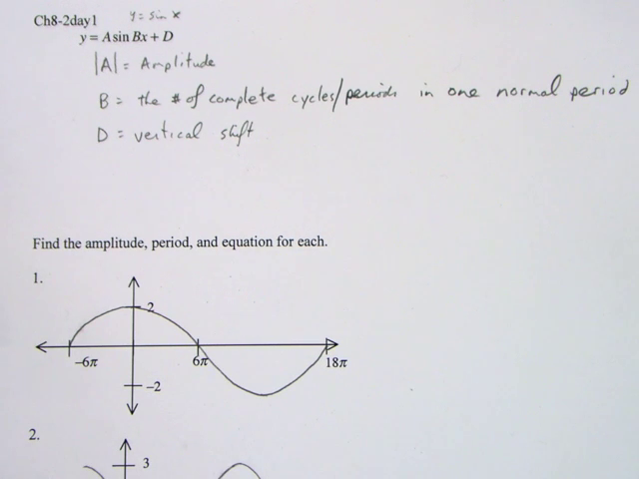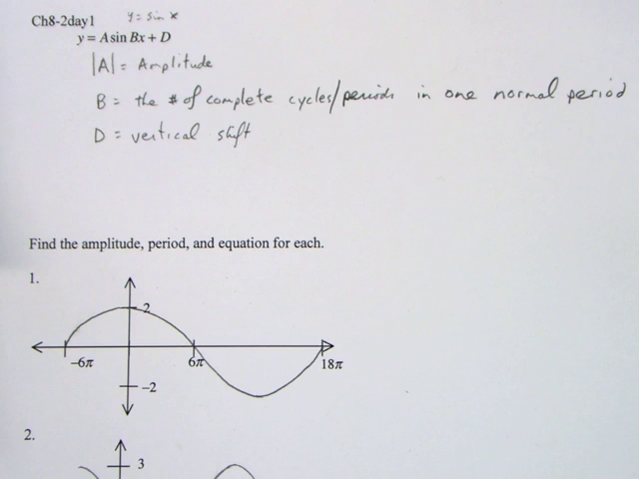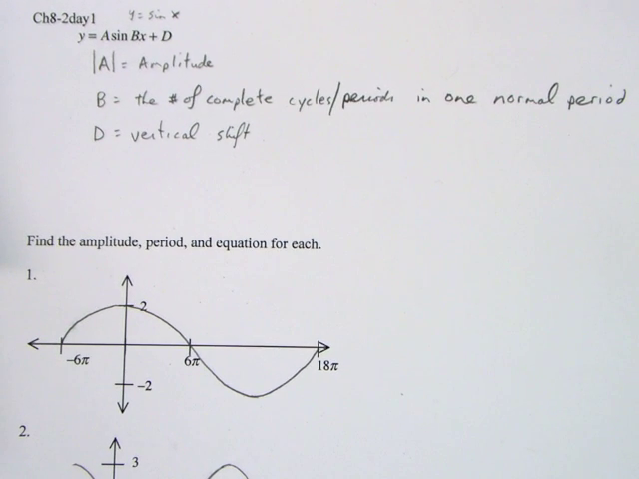Now our book will do things a little bit differently. They're going to move the d to the other side. Just do it like this. This is more consistent with what we've done. The book is inconsistent with that idea, but if they were more consistent about it, I would use it.